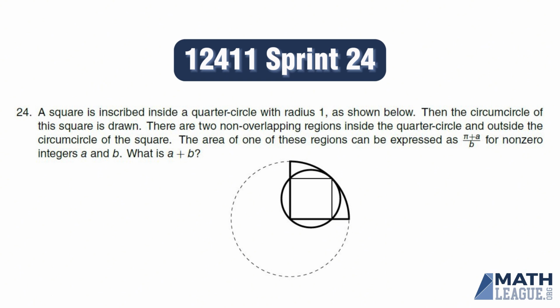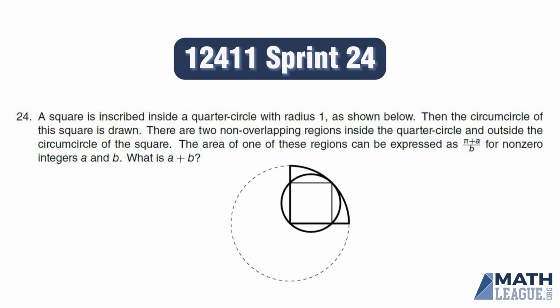There are two non-overlapping regions here and here, inside the quarter circle and outside the circumcircle of the square. The area of one of these regions can be expressed as the fraction (pi plus a) over b for non-zero integers a and b. What is a plus b?